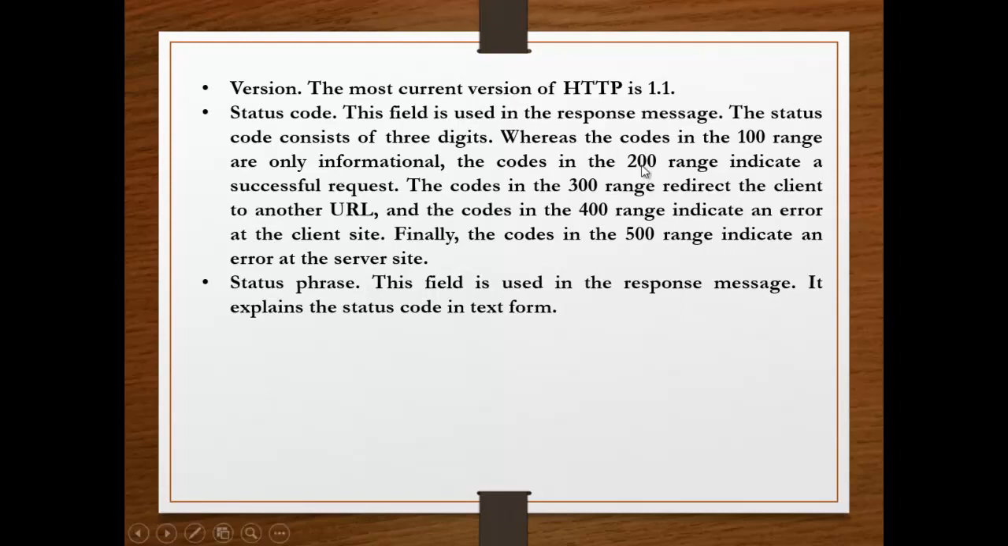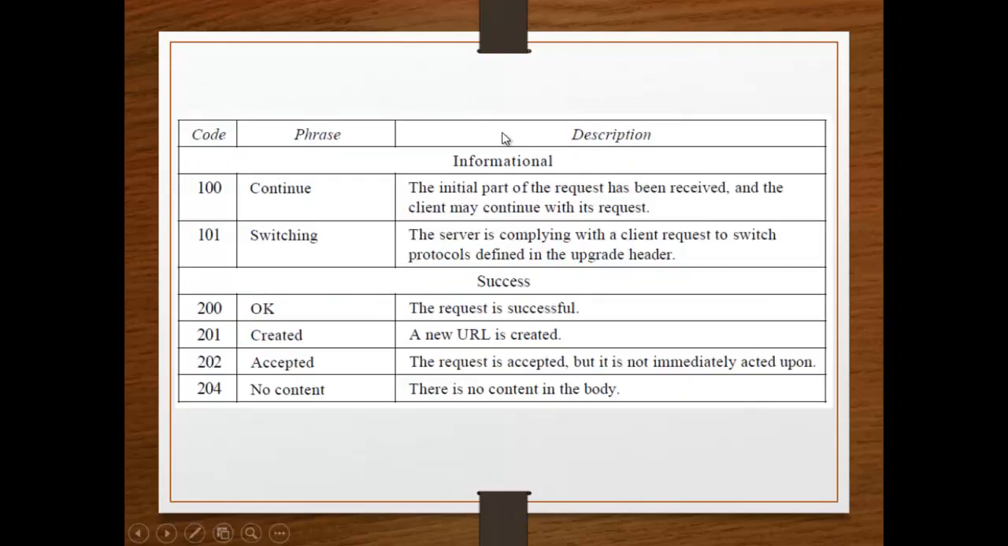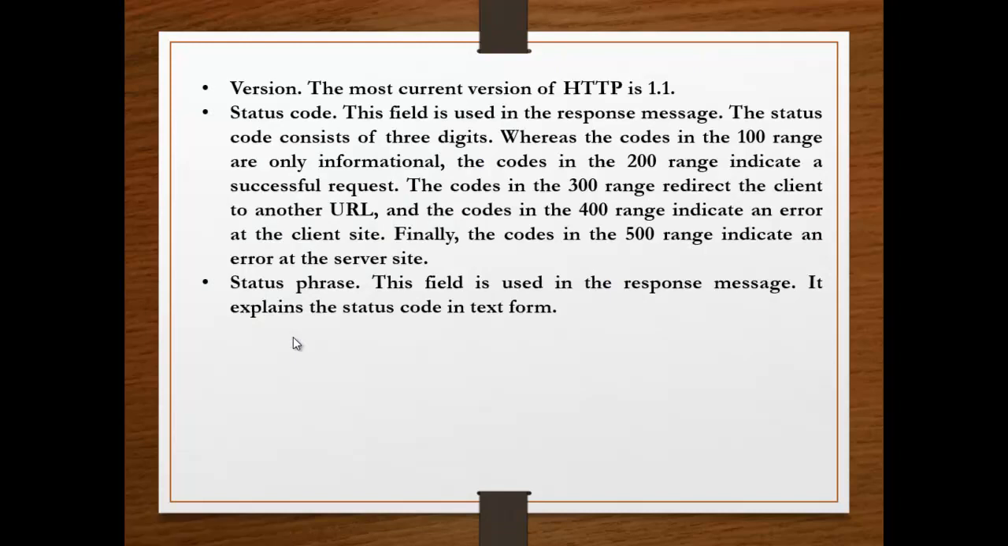Whereas the codes in the 200 range indicate a successful request, coming from the server. If the server is simply passing information, it will use some code in the 100 range, that is, the client may continue with the request, or else switch to another server or another protocol. Whereas if it is sending a 200 range number, it corresponds to a successful request. That is, the request you have sent is successfully received and accepted.